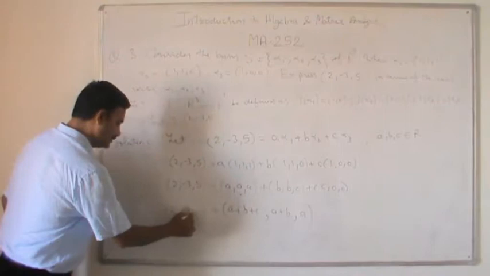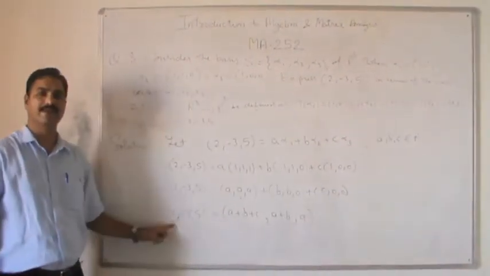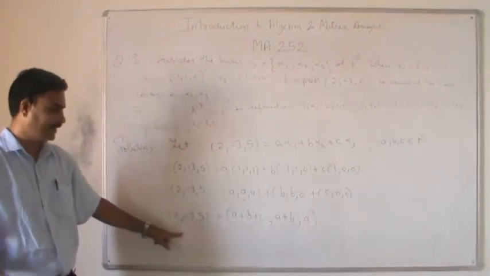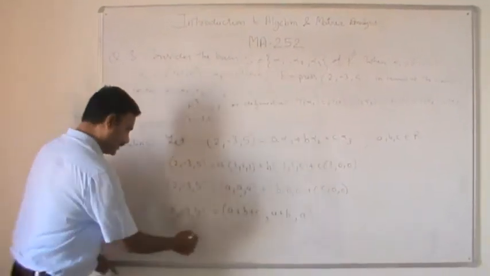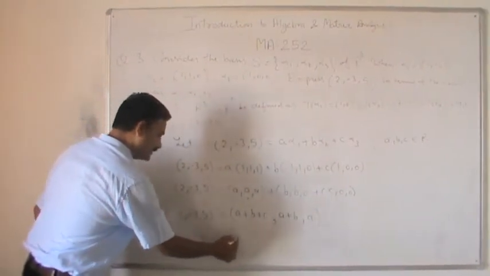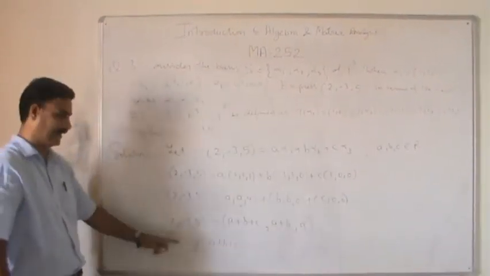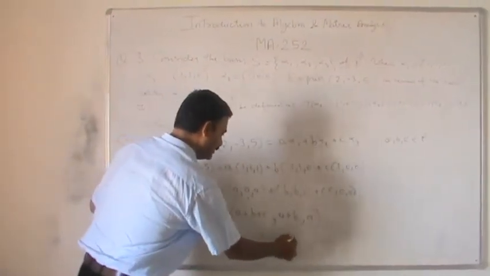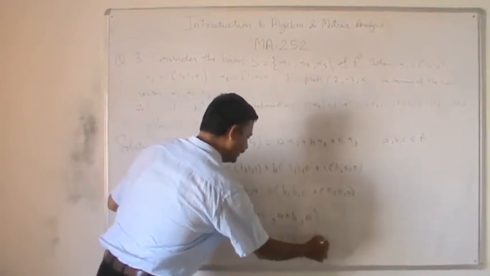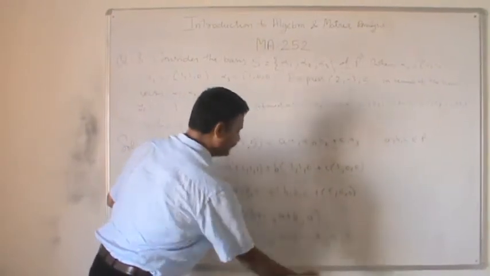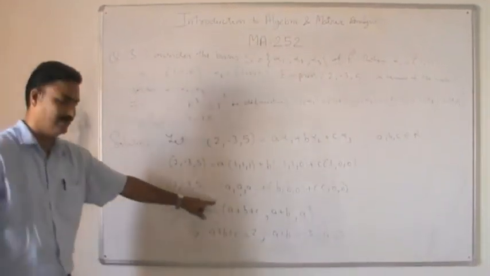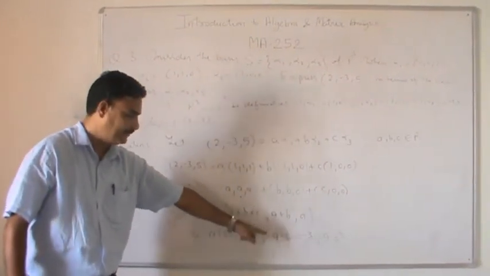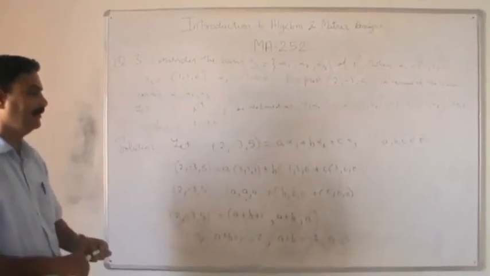And because two vectors are said to be identical or same when their ordinates are identical, it means the first ordinate, A plus B plus C, which is the first ordinate of the vector on the right hand side, must be equal to 2. A plus B equal to minus 3 and A is equal to 5. So from this expression, we get three equations: A plus B plus C equal to 2, A plus B equal to minus 3, and A is equal to 5.